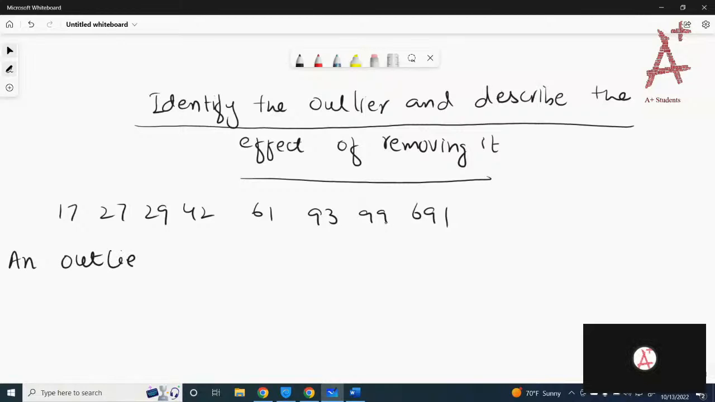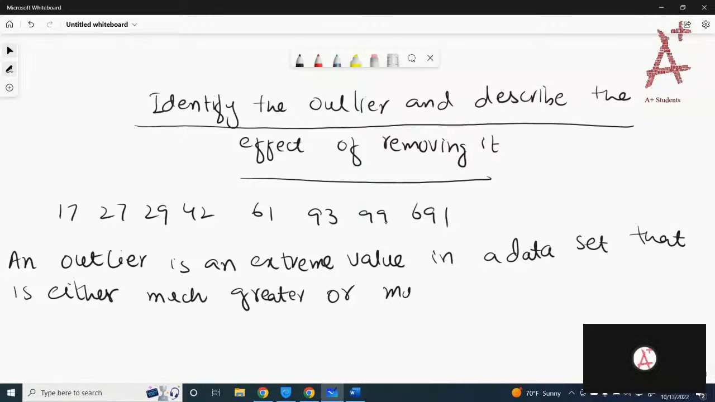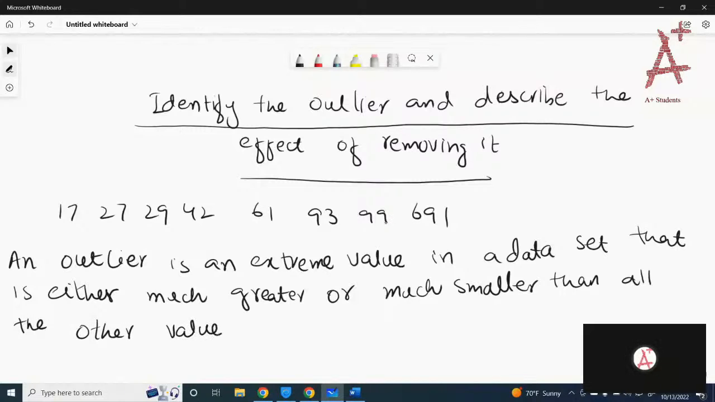An outlier is an extreme value in a data set that is either much greater or much smaller than all the other values. Okay, just look at the data.